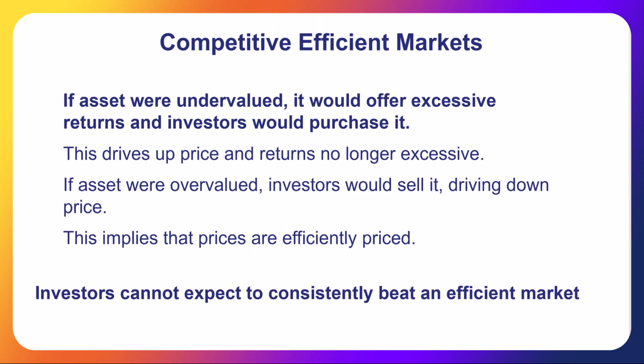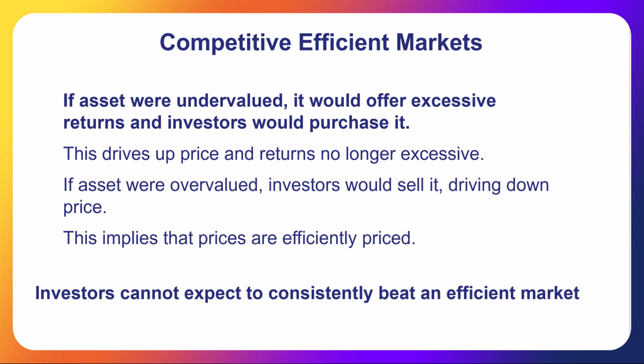So what are competitive, efficient markets? If an asset were undervalued, it would offer excessive returns, and investors would like to purchase it. So economic theory typically assumes a competitive, efficient market. Information is incorporated into prices, and new information changes prices. But because of the speed of trading, it's very difficult to take advantage of new information to achieve the entirety of the gains for those new events.